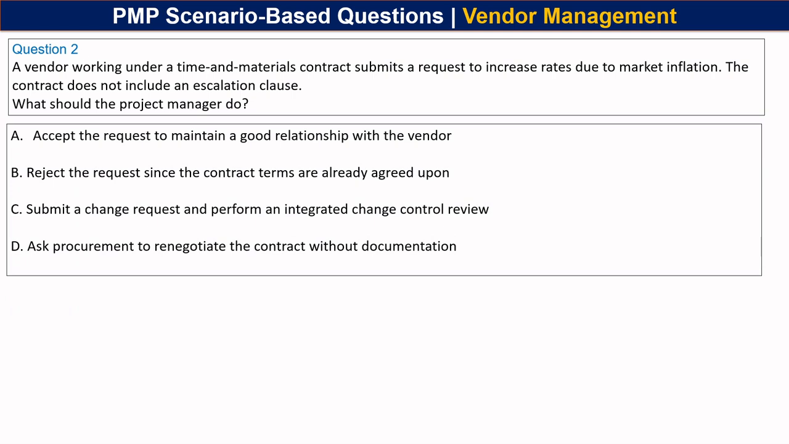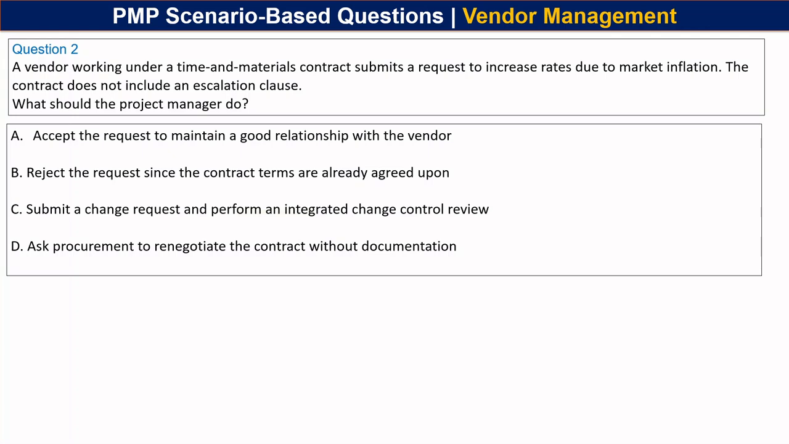A. Accept the request to maintain a good relationship with the vendor. B. Reject the request since the contract terms are already agreed upon. C. Submit a change request and perform an integrated change control review. And D. Ask procurement to renegotiate the contract without the documentation. Guess the right answer.